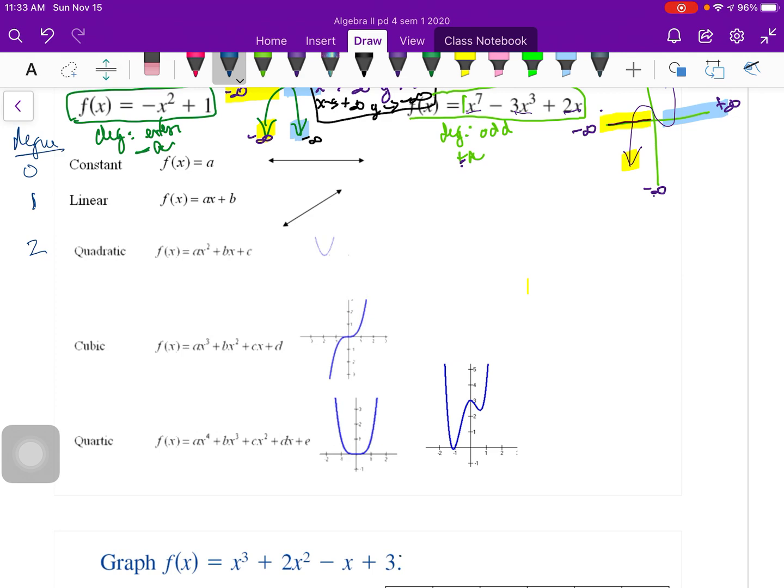So let's look at the end behavior where they start to curve. As my x's go left, which is towards negative infinity, my y's go up, which is towards positive infinity. As my x's go right, which is towards positive infinity, my y's still go up, which is towards positive infinity. That's because my a is positive there.